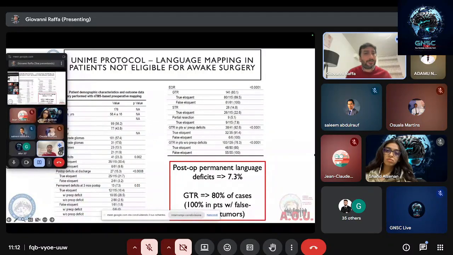And the gross total resection was 80%, which increased to 100% in all those cases that were considered not eloquent after performing NTMS preoperative mapping, so after the stratification that we performed using the information provided by the NTMS mapping.